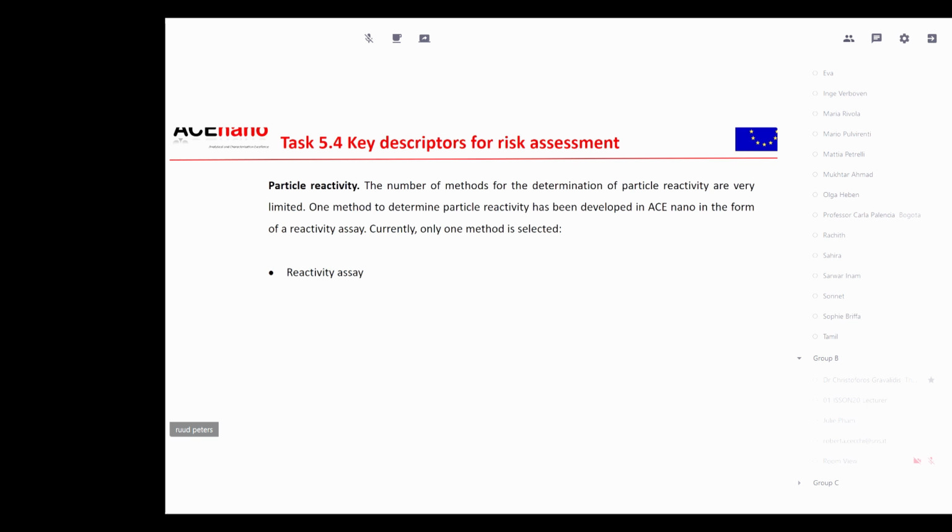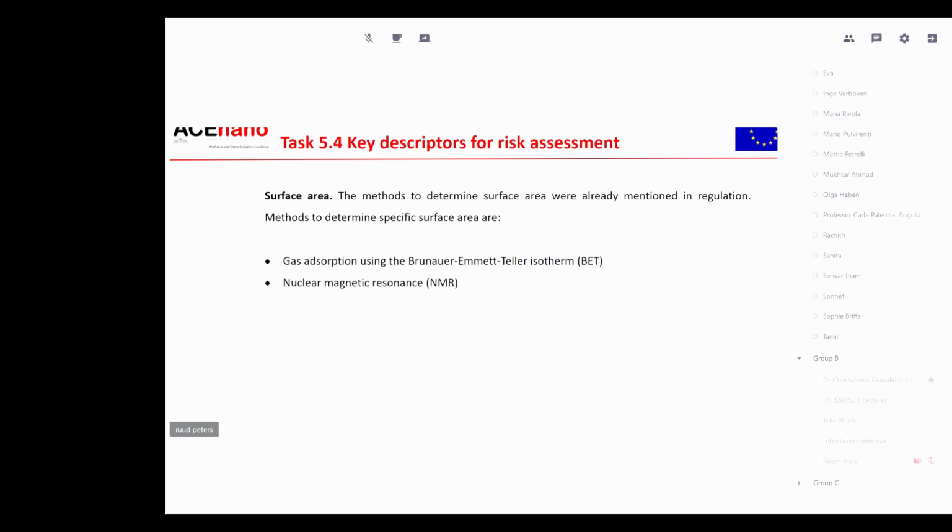We are still working and looking in the literature to find one or two different methods which may also apply and would give us some more room for other methods. Another one here for risk assessment was surface area, and this one we already saw again in registration. The methods to determine surface area are already mentioned in regulation, and only two methods are available. This is the BET method and the NMR method we mentioned before.